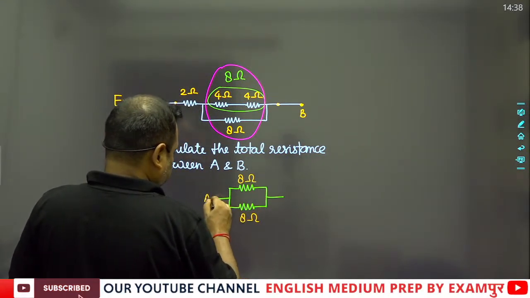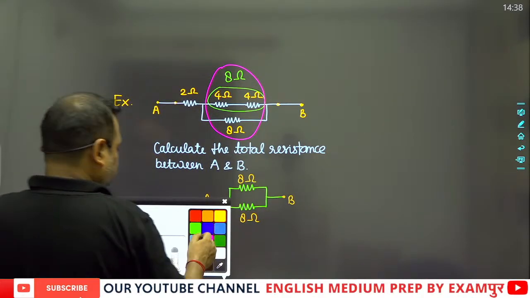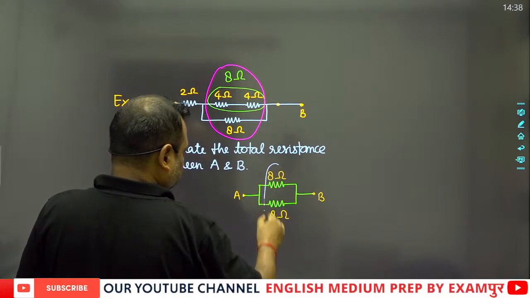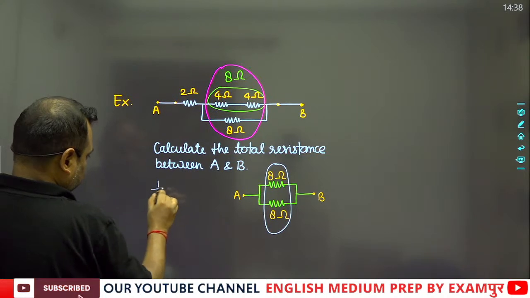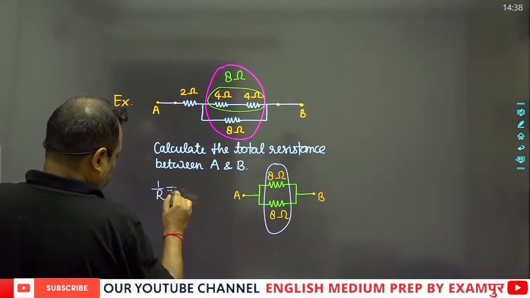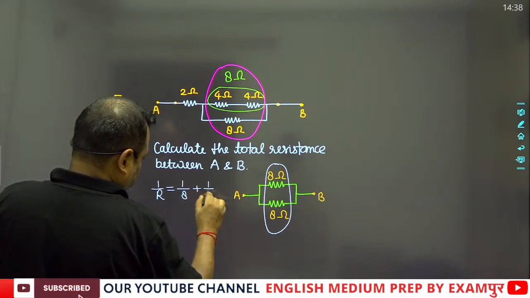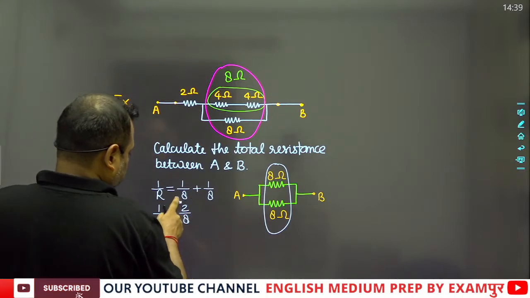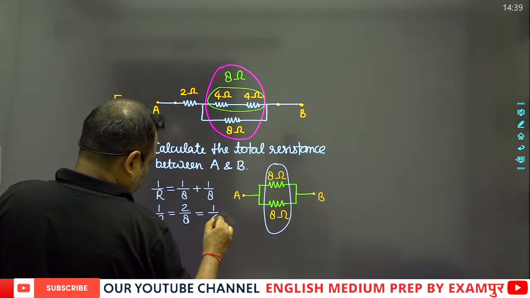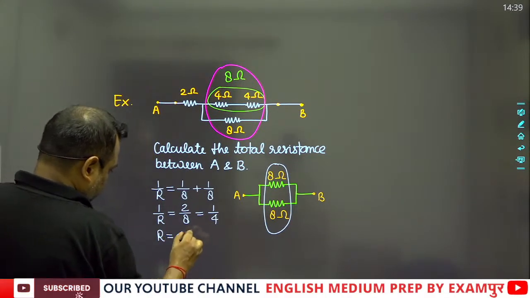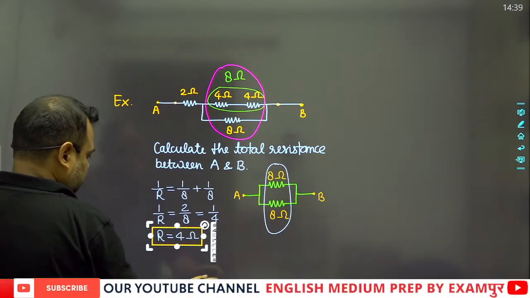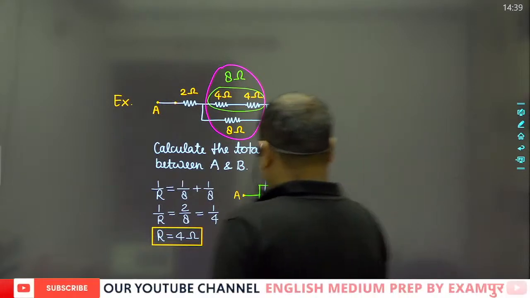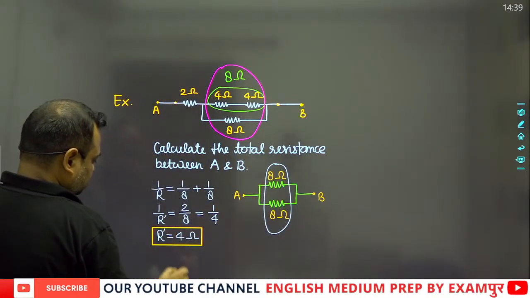This will be A and B, and the equivalent of these two will be: 1 upon R will be equal to 1 upon 8 plus 1 upon 8, which is 2 upon 8, that is 1 by 4, and R will be equal to 4 ohms. So this is actually R dash.